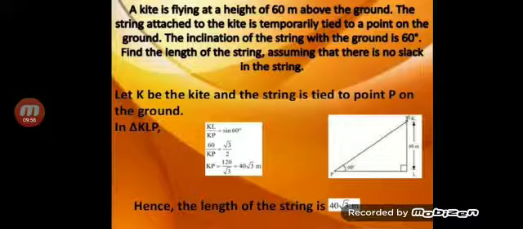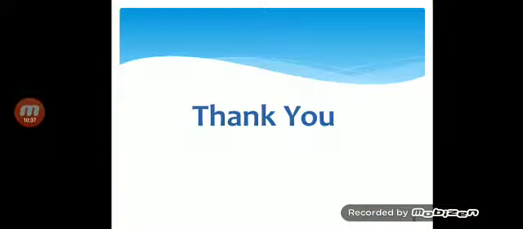Sin 60 is root 3 by 2, therefore KP is equal to 120 upon root 3. Again, if you simplify this, we will get 40 root 3 meters. Hence the length of the string is 40 root 3 meters. This is one of the important applications of trigonometry, calculating the height, the width of a river, the distance of a lighthouse from the boat. These are some applications of trigonometry. Okay, thank you.